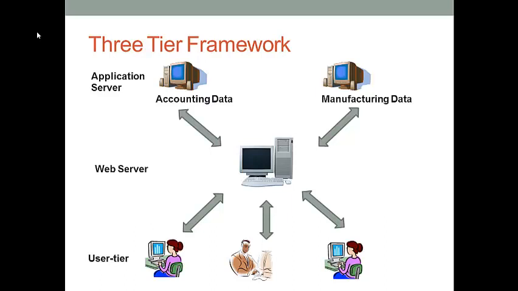The central server is called a web server. The function of the web server is to receive the user's request. After the web server gets the request, the web server will analyze what kind of request it is. Is the user requesting information from an accounting module or from a manufacturing module? After that, the web server will send the request to the corresponding application server.